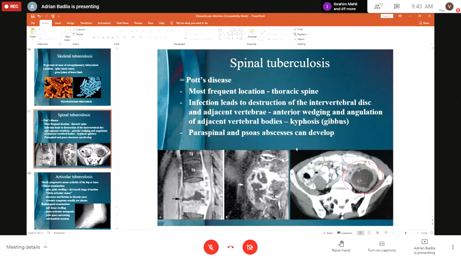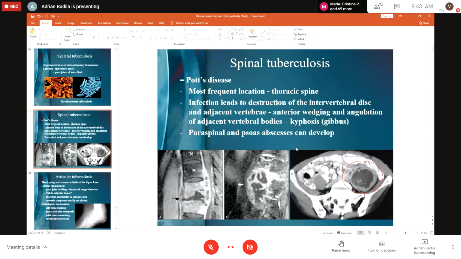The most frequent location is at the level of the thoracic spine. The infection will lead in time to the destruction of the intervertebral disc and the adjacent vertebrae that will lead to anterior wedging and kyphosis with the forming of the so-called gibbus. If the tuberculosis is not correctly treated, that will lead to paraspinal and psoas abscesses.